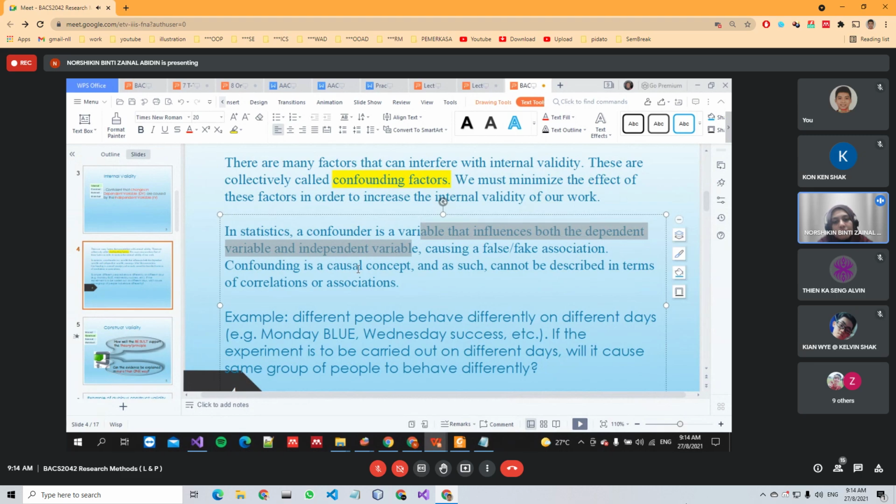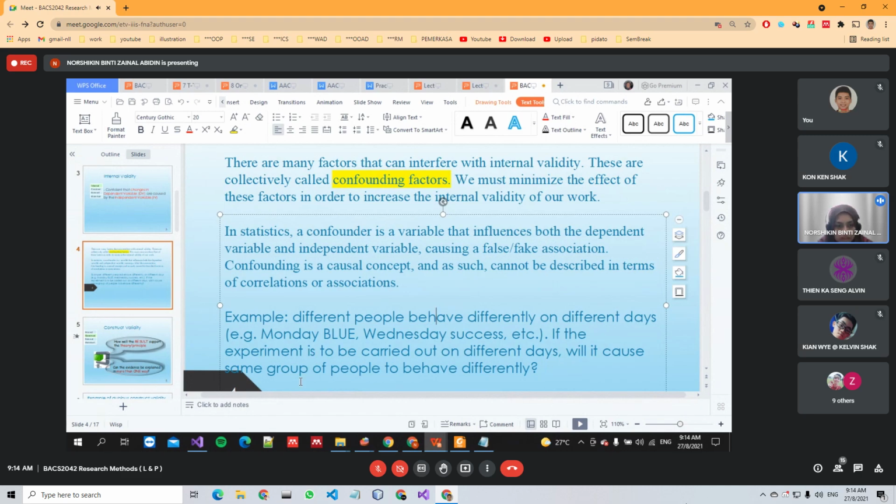Confounding is a causal concept, and as such cannot be described in terms of correlation or association, but of course it has some effect on the variables.